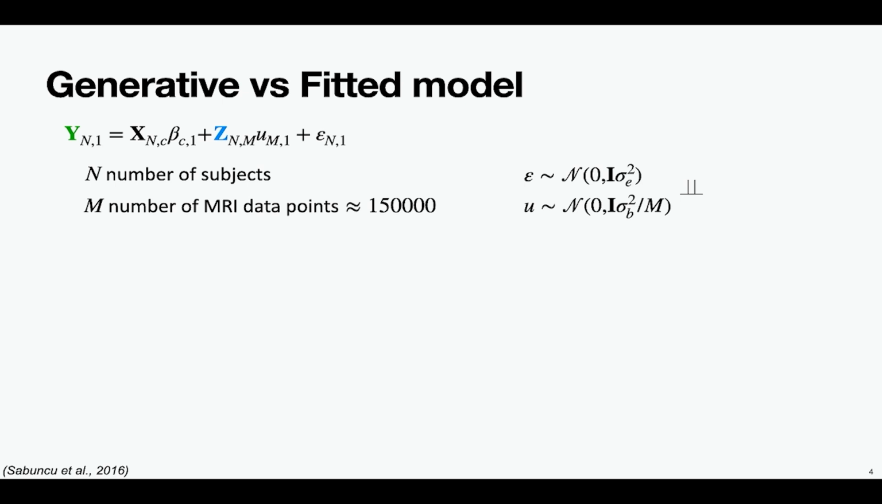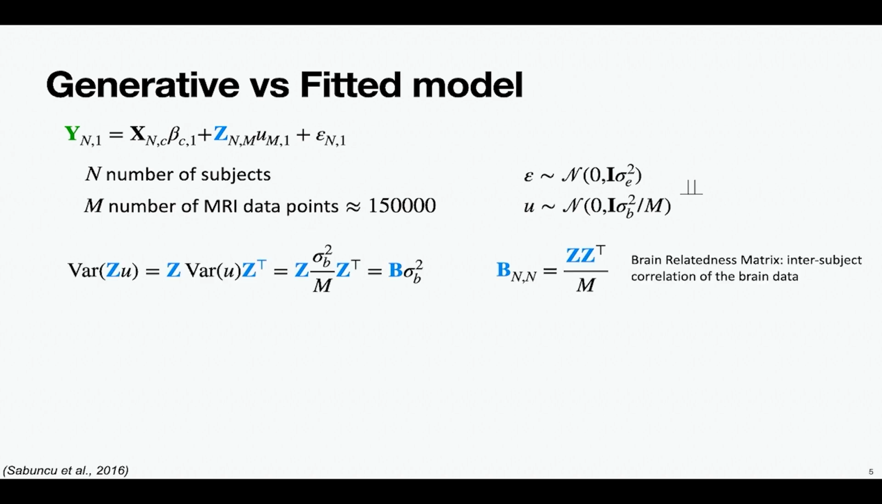The first linear mixed effect model I introduced is not convenient to fit, because Z, the brain data, is n times m, where n is the number of subjects, and m is the number of MRI data points, so usually higher than 100,000. So we would have to fit U with more than 100,000 components. Instead, we remove this annoying ZU part by computing its variance, which boils down to B sigma B squared, where B is the intersubject correlation of the brain data.